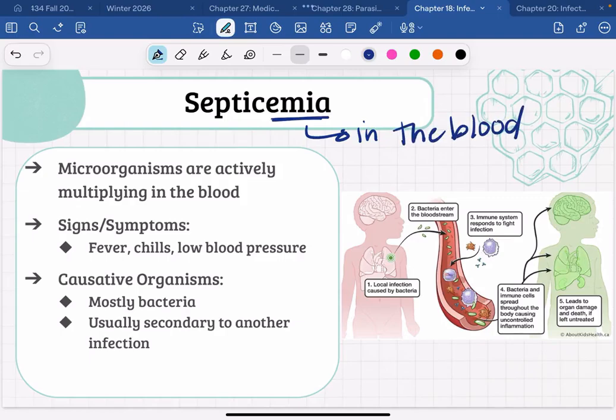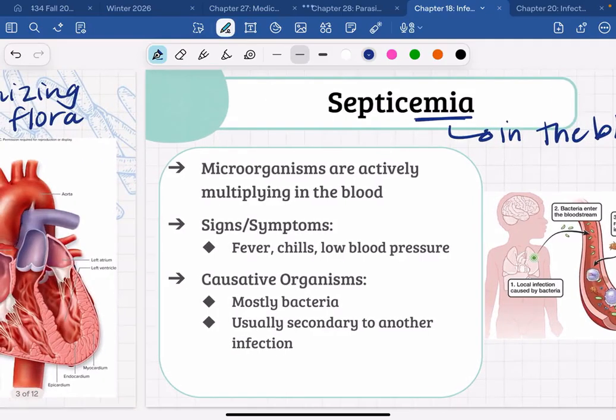Okay? So you can actually have bacteremia, which means you have bacteria in the blood. You can have viremia, which means you have viruses in the blood. You can have fungemia, which means you have fungus in the blood. But septicemia is when you have microorganisms actively multiplying in the bloodstream.